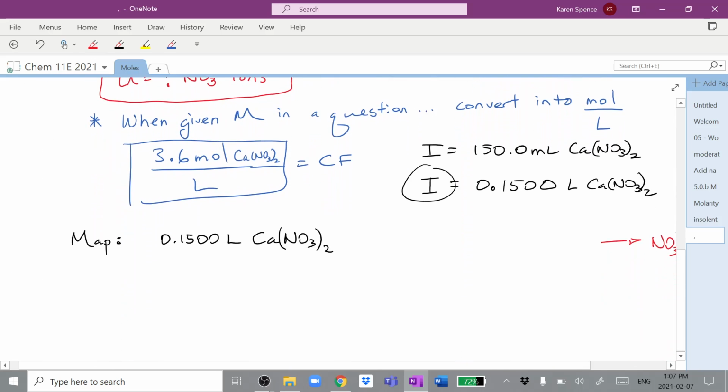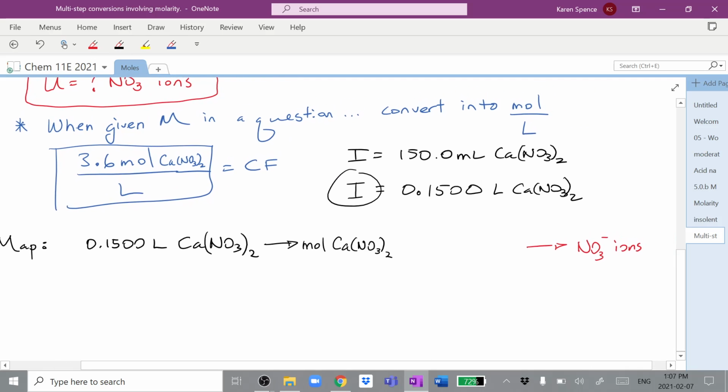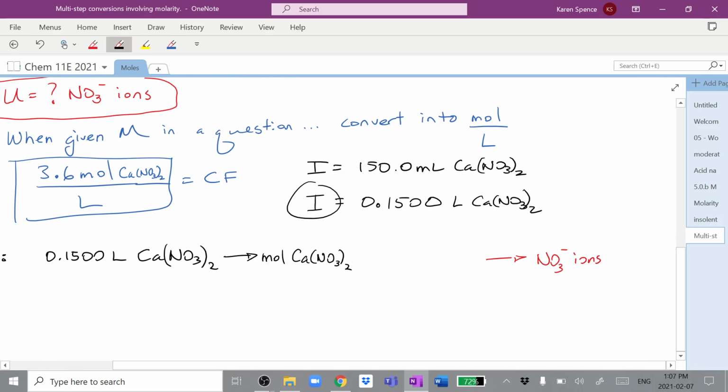So we can go from liters of calcium nitrate to moles, and it has to be moles of calcium nitrate. We can go from moles of calcium nitrate to the number of calcium nitrate. And once we have found the number of calcium nitrate, we can then find the nitrate ions. So that's going to be step 1, 2, 3.